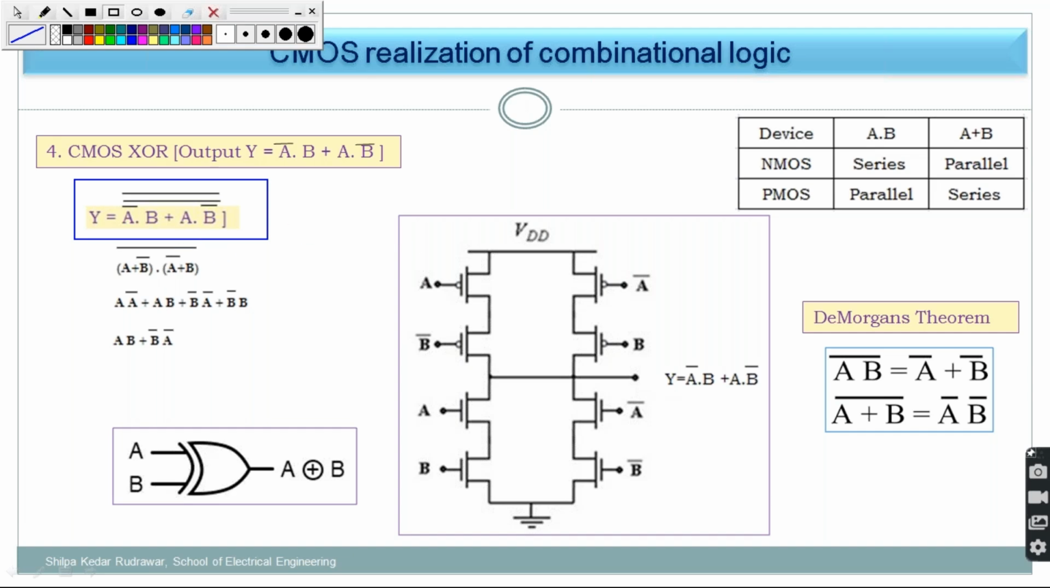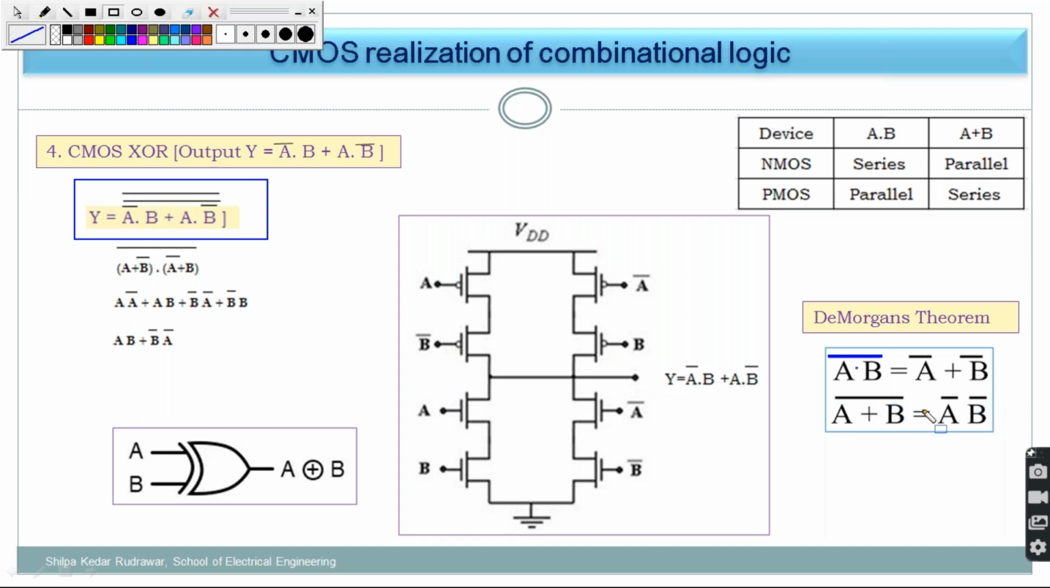Now for solving this equation, you should know De Morgan's theorem. What is De Morgan's theorem and how to state it? First start with this: the complement of a product. The complement of a product is equal to the sum of complements. These are different: here it is the complement of A into B, but here it is the addition of complements. You should know this, and only then will you be able to solve this. This is a basic thing which is covered in the first year, second year.